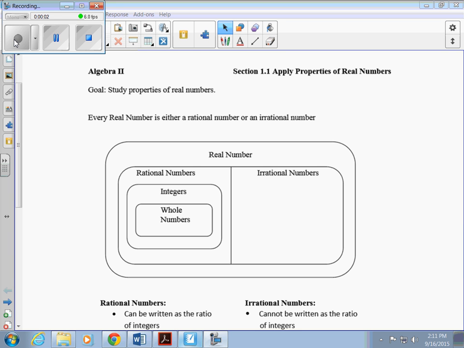Today we're starting Chapter 1, which is on equations and inequalities. And more specifically, we're going to look at section 1.1 today, which is applying properties of real numbers. Our goal is to study what the properties of real numbers are.